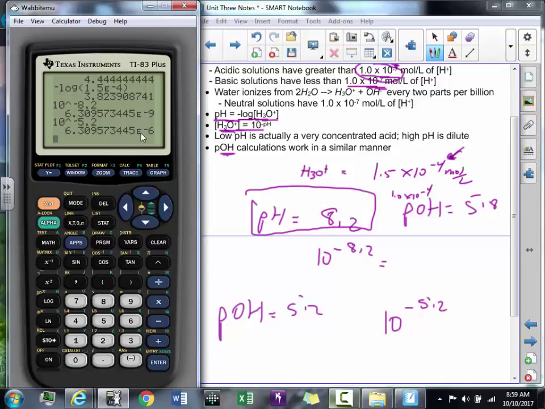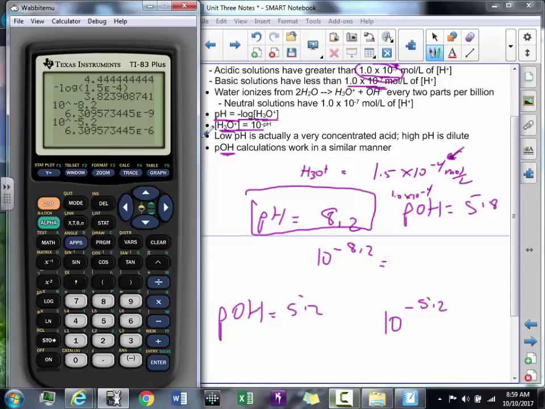Is this concentration of hydroxide more or less than what neutral water would be? More. Because to the minus 6 is actually bigger than to the minus 7. Right? So because this is slightly more concentrated than what 10 to the minus 7 would be, this would be now a base.